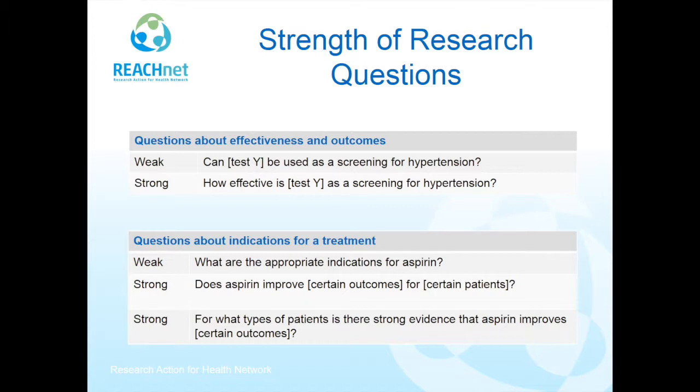What are the appropriate indications for aspirin is a weak question. Instead, we can ask, does aspirin improve certain outcomes for certain patients? Or ask, what types of patients is there strong evidence that aspirin improves certain outcomes?